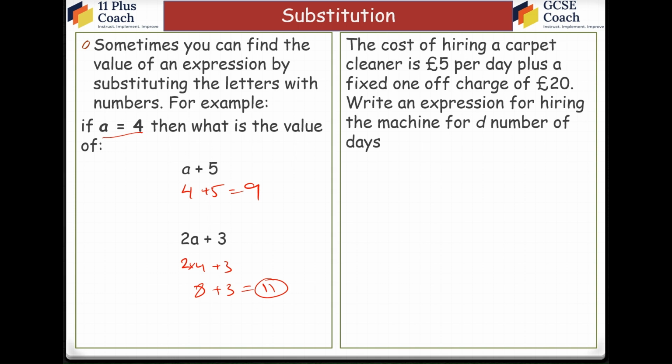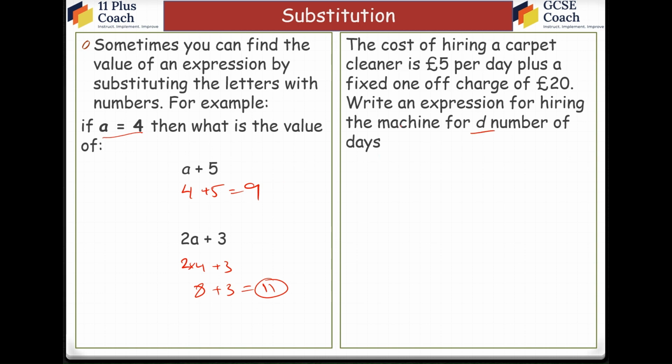That means £5 per day. So if it's 1 day, it'd be 1 lot of 5. If it's 2 days, it'd be 2 lots of 5. If it's 3 days, it's 3 lots of 5. If 4 days, 4 lots of 5. 10 days, 10 lots of 5. And D days will be D lots of 5. And that's the key thing to understand. They haven't told us what day, we write an expression. That means for any number of days.